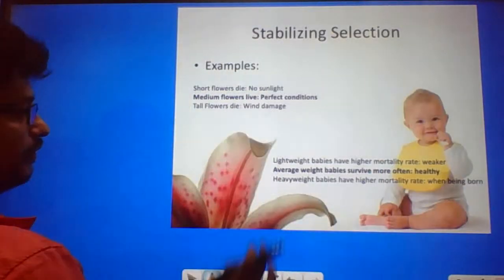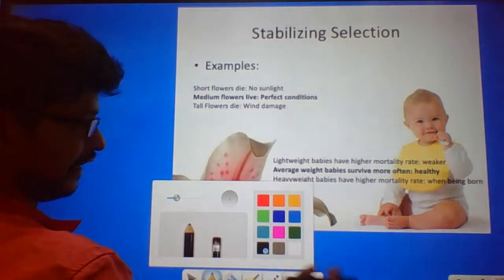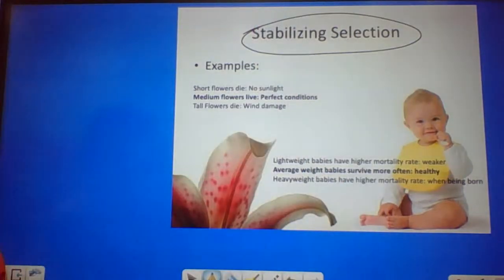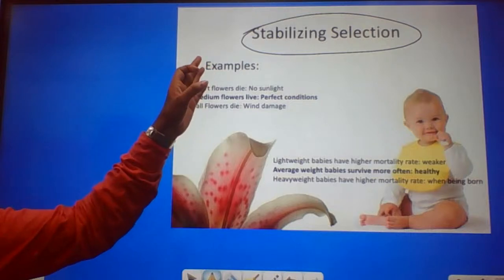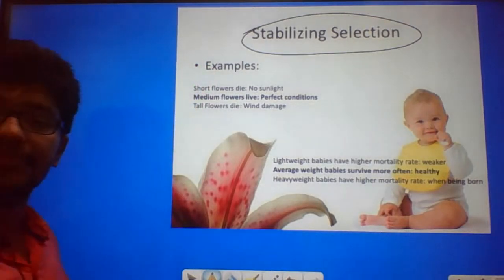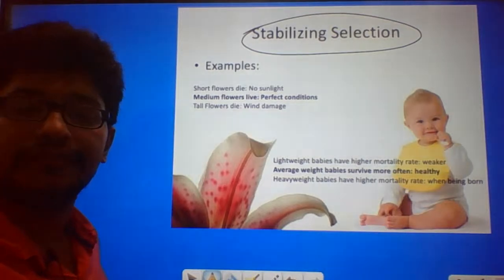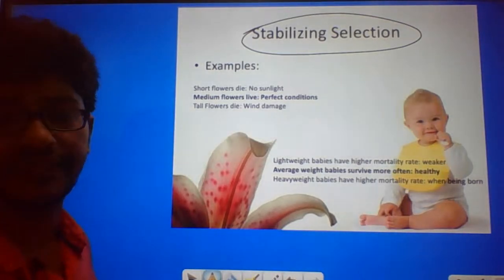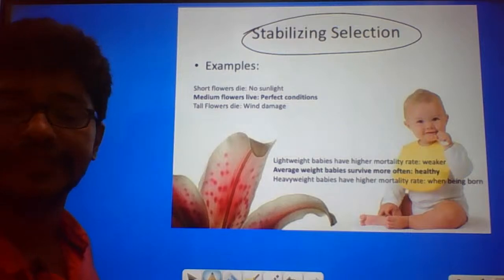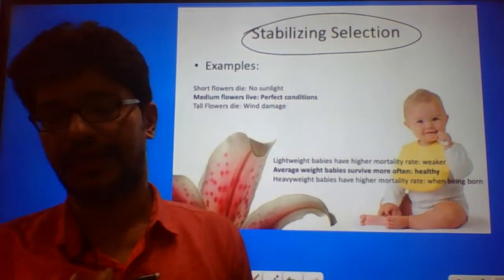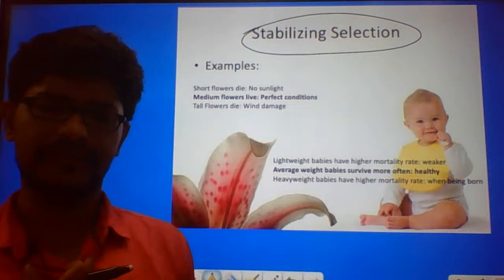For example, stabilizing selection, like the day-to-day life examples you can take. Already we discussed one example in case of stabilizing selection. What we discussed, sickle cell anemia. The person who has been affected with sickle cell anemia has less chance, or no chance, of getting malaria. So can you justify why? If for example I got sickle cell anemia, I'm the carrier, I got infected with sickle cell anemia.